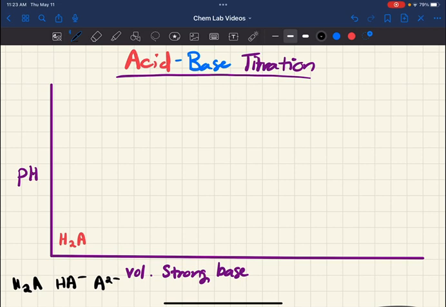So initially, we make the solution out of the fully protonated acid, H2A. This would have the lowest pH, the most acidic pH out of any of these species, because it is the strongest acid out of any of these species. So that would mean that it makes the most H3O plus in solution, depending on the relative size of its Ka value.